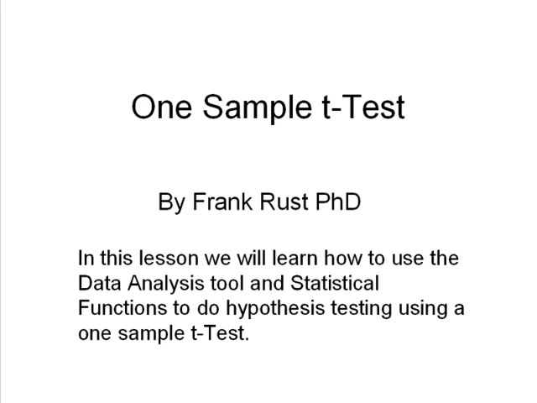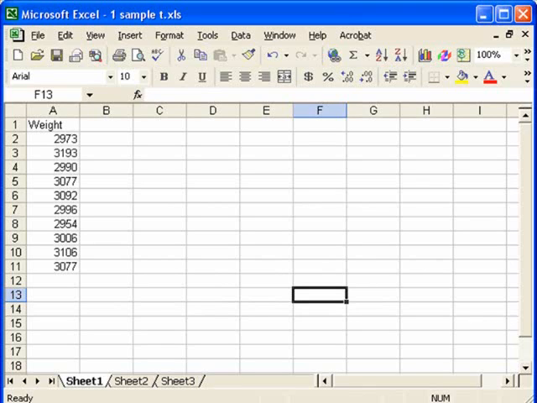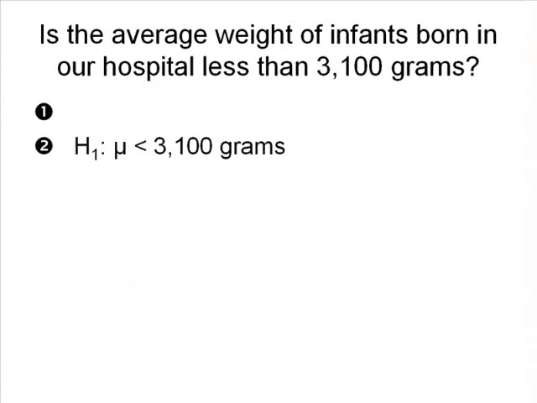Hypothesis testing using a one-sample t-test. Now, imagine that we had this data where we had the weight of various babies that were born in our hospital. And we looked at our data, our sample of data, and we wanted to test to find, is the average weight of infants born in our hospital less than 3,100 grams?